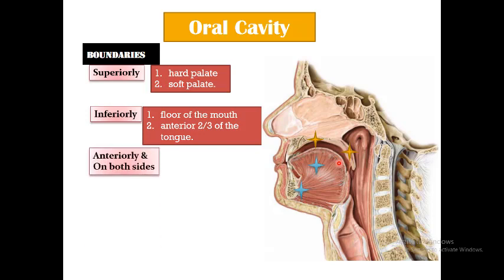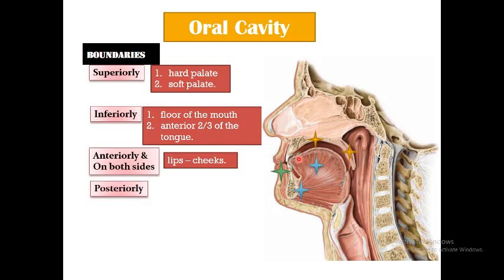After this, anteriorly and on the sides, anteriorly we have these soft areas, you know, this is called lips. So anteriorly we have the lips, the two lips, upper lip and lower lip. And on the sides we have the cheeks, as we know. So anteriorly and on both sides, lips and cheeks.